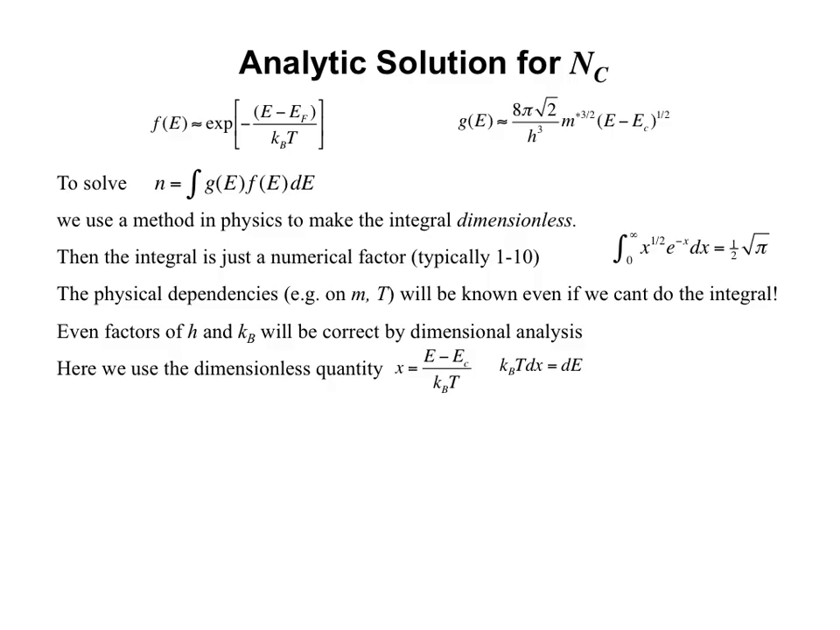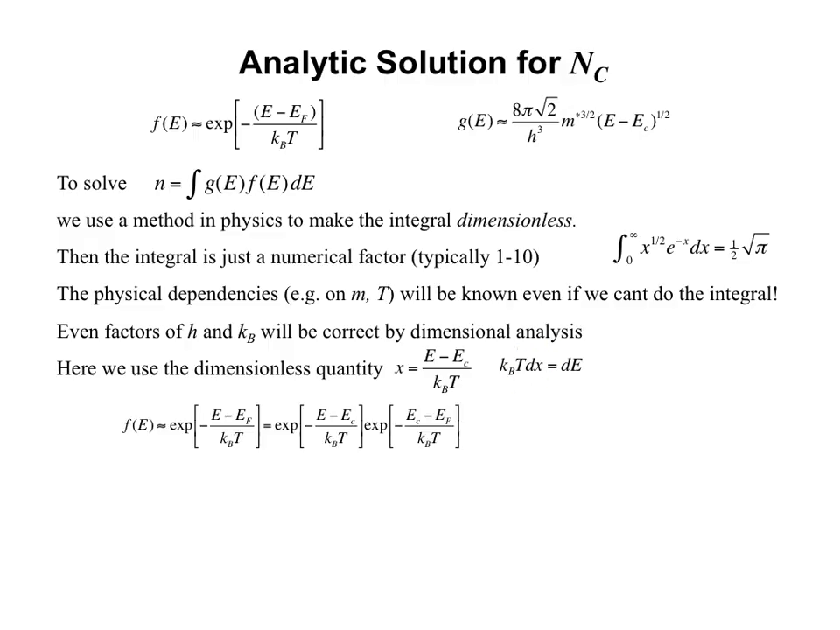Here we use the dimensionless quantity x, which is the energy above the conduction band minimum, divided by kT. x is dimensionless because both of these terms have units of energy. We will use x for our integration to get n, so we need a change of variables from E to x. Moving kT over to the other side, we can take the derivative of both sides to get dE in terms of dx.